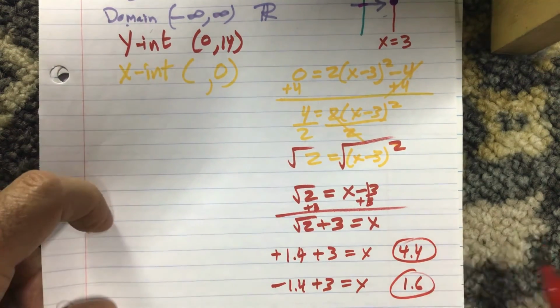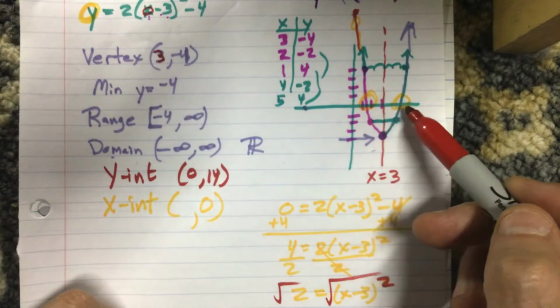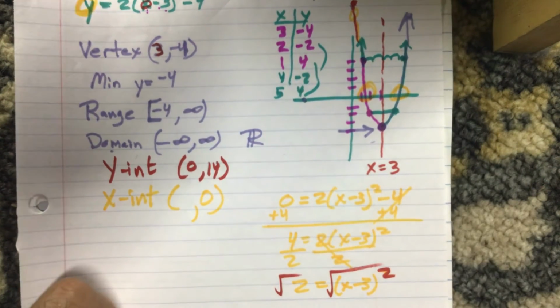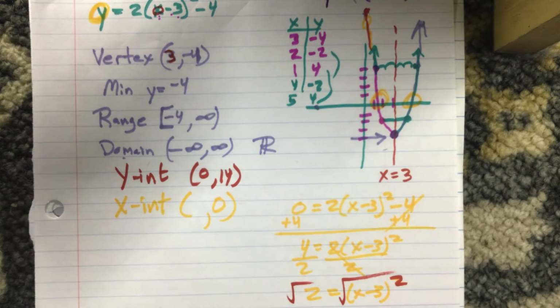And if you look back at your graph, it makes sense. They're both positive. 4.4, 1.6 makes sense. So just make your y value 0.